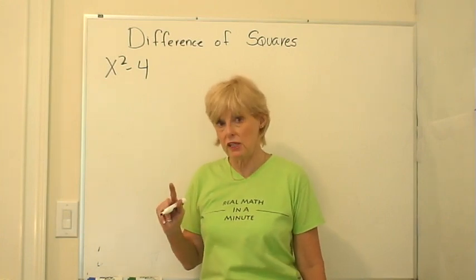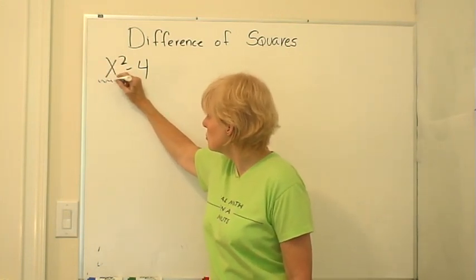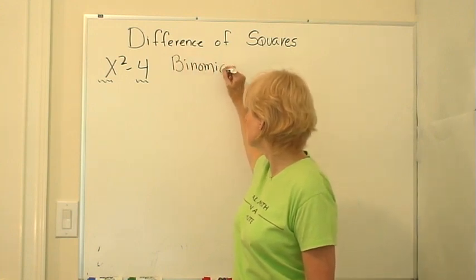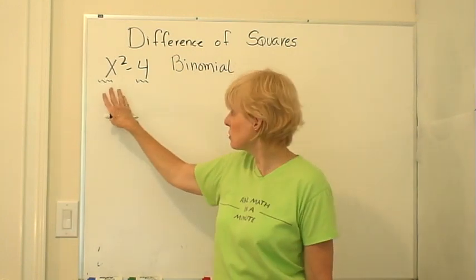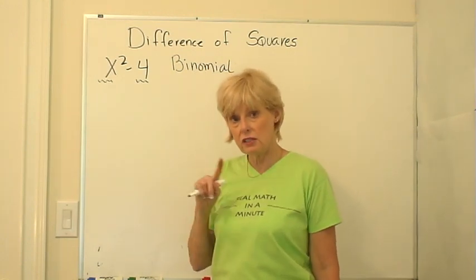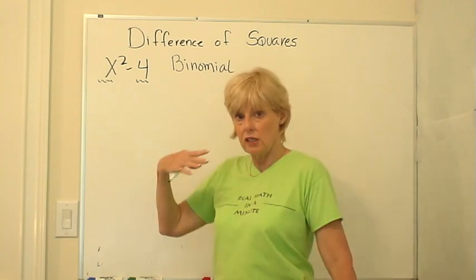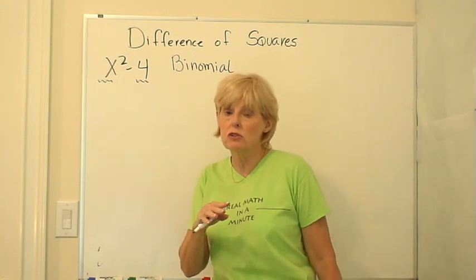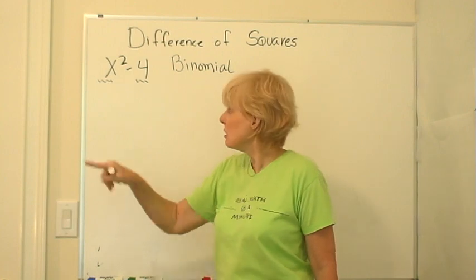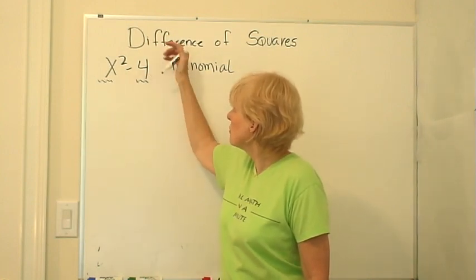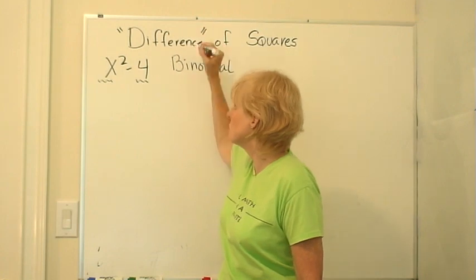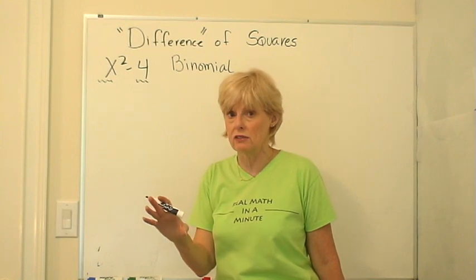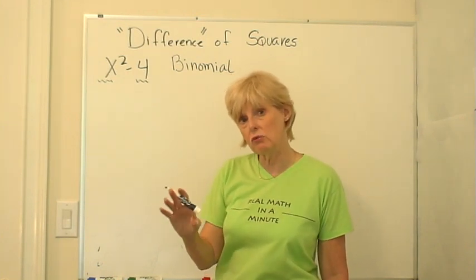What I want you to notice right now is that there are two terms here. First of all, it is a binomial, meaning that there are two terms. The first term is x squared and the second term is 4. And each one of those terms is a square. As you read it, it says x squared. This is 4, which is 2 squared, as you know. And this is a minus sign, so it's called the difference. So you see up here I've written difference, meaning minus, find the difference in two numbers, subtract. So this is all about minus, always. And it's all about squares.